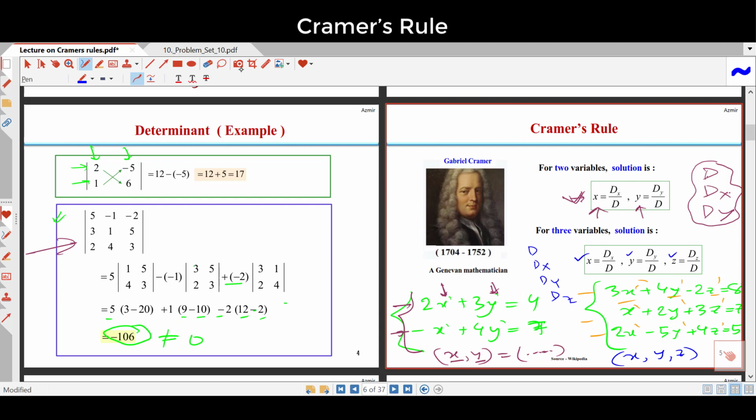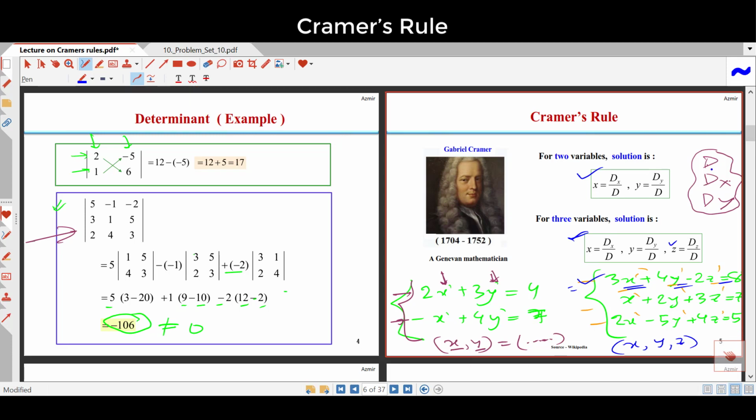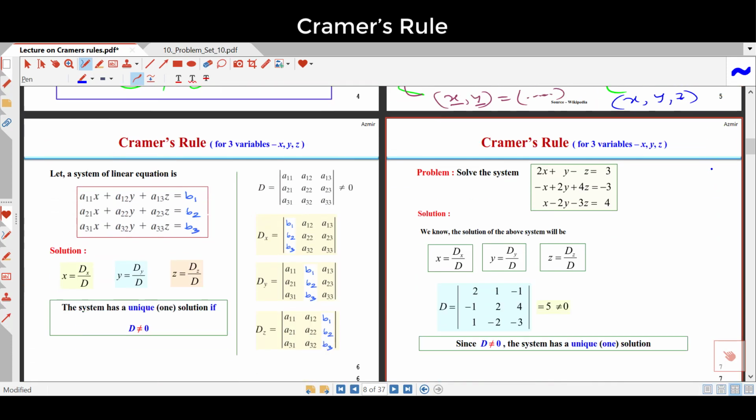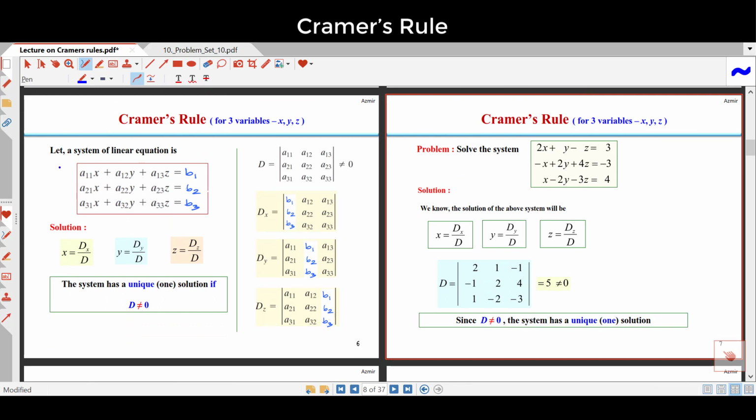So have a look again how to find the solution. Solution for two equations with two variables x and y can be found by this way. Solutions for three equations with three variables x, y, z can be found by this way. Now we are going to see one problem. Suppose we have three equations with three variables x, y, z. So you know, by Cramer's rule, x, y, z can be found by this way.